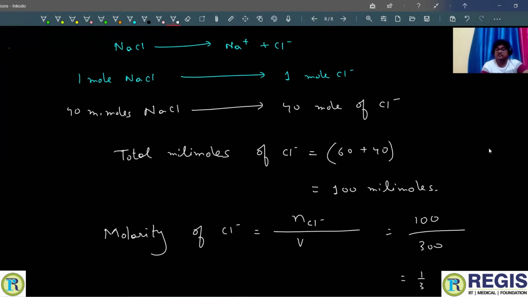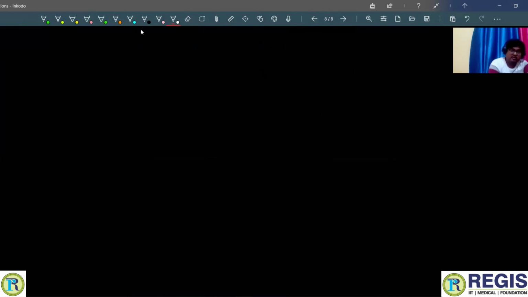Now one thing only is left. If the density term is given. Okay, now molarity and density. There is a formula regarding molarity and density. Now, what is the formula of molarity and density? If you write down the formula, molarity equals 10 into D into X divided by M of solute.